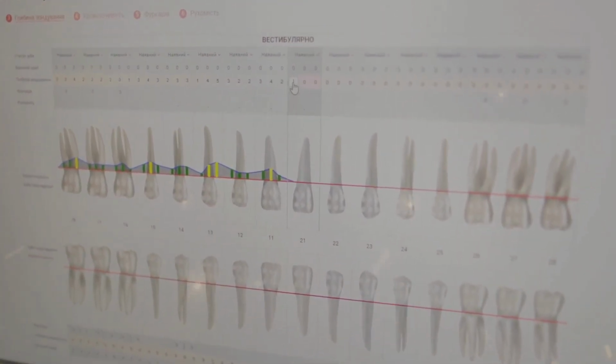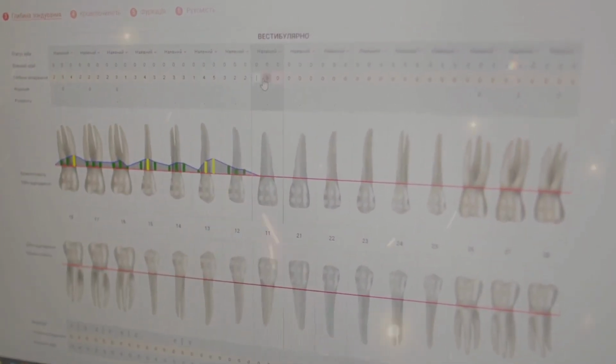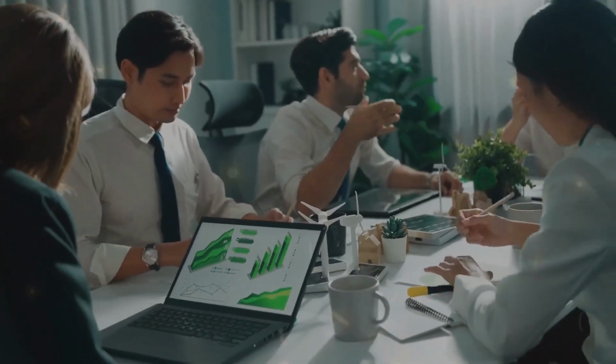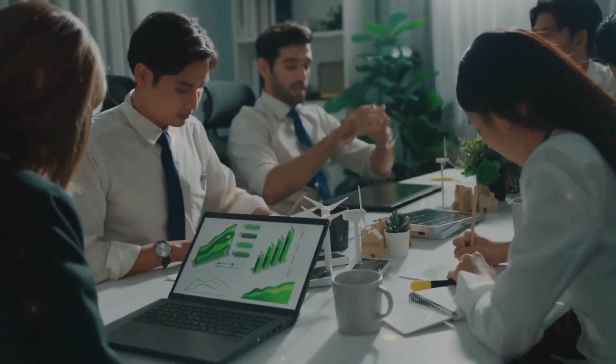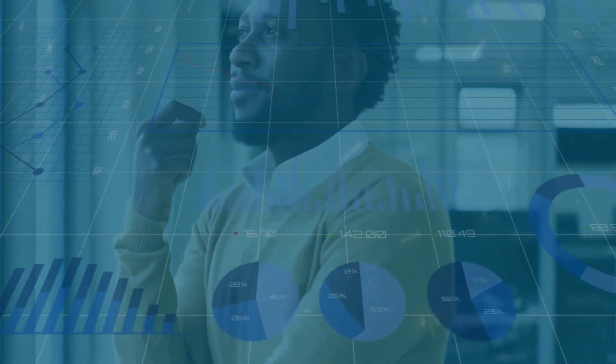Imagine an algorithm that can analyze thousands of decision trees simultaneously to improve accuracy. Random forests use this technique to enhance predictive power in various fields, including finance, healthcare, and marketing. By combining numerous decision trees, it reduces the chances of overfitting, leading to more reliable outputs.